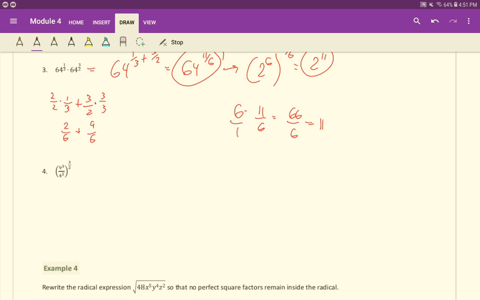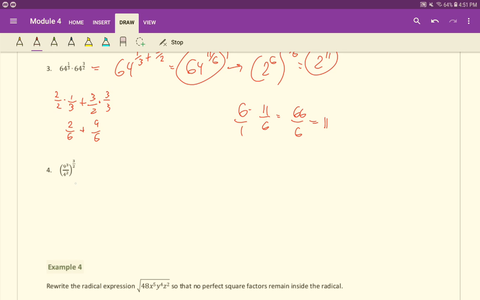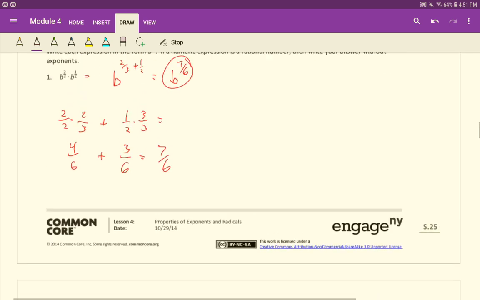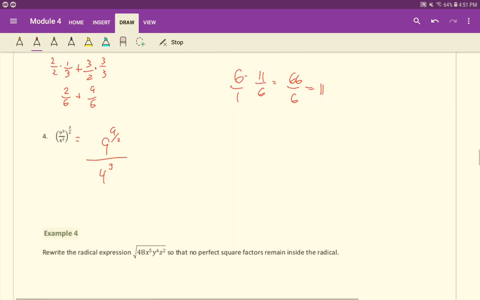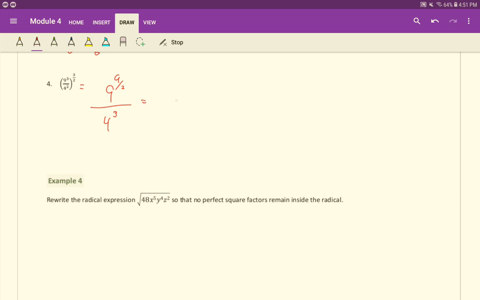All right, next, same situation here. We'll distribute the power, and we'll multiply when we distribute. So it'll be 9 to the 9 halves over 4 to the, well, 3 halves times 2 is 3. Okay, let's see here. Neither of these, though, are really in that form. Your answer without exponents, it says. So I guess we're going to rewrite this without exponents. So we'll say square root of 9 to the 9th over 4 to the... Oh, but they don't want exponents?